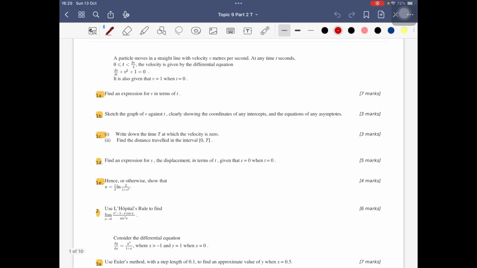So let's go to part 2. This is the further calculus of IB AAHL math. This includes most of the questions on differential equations and Maclaurin series. So let's go. Number 1, dv over dt is negative v squared minus 1.